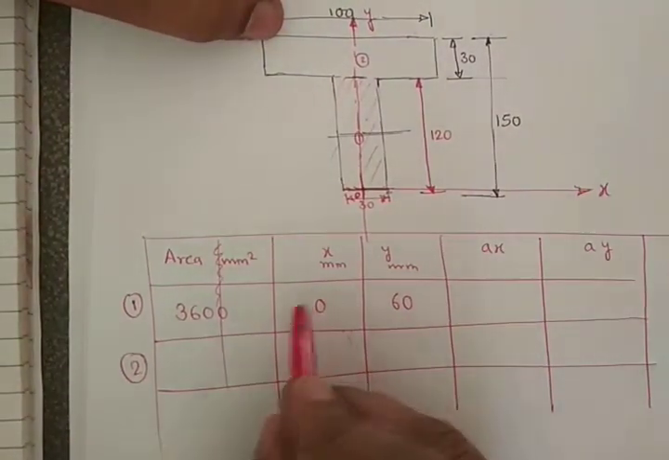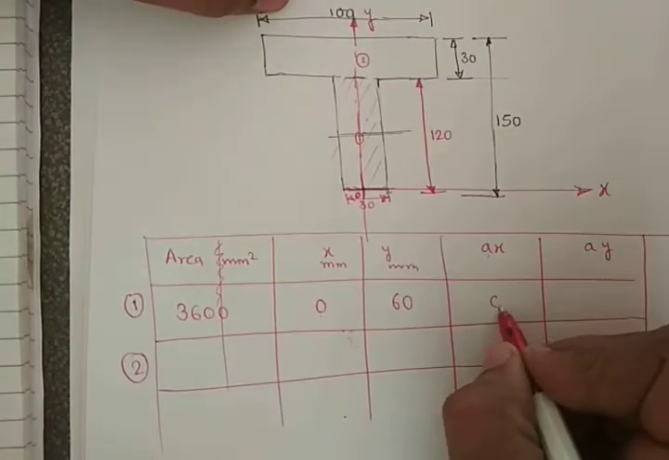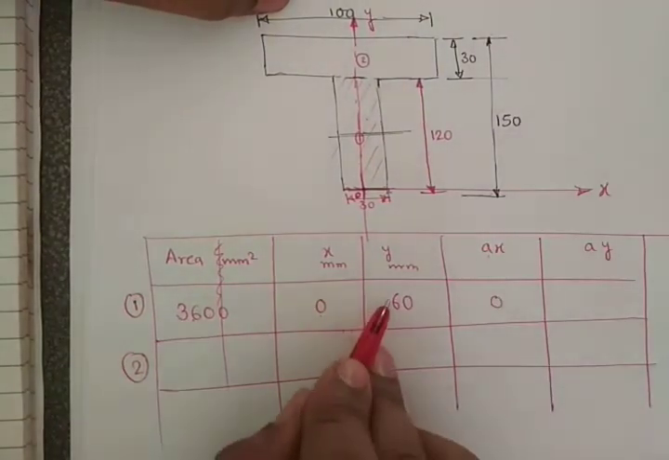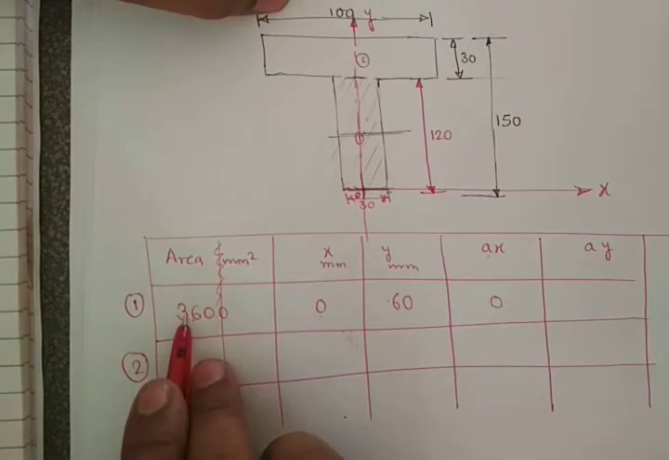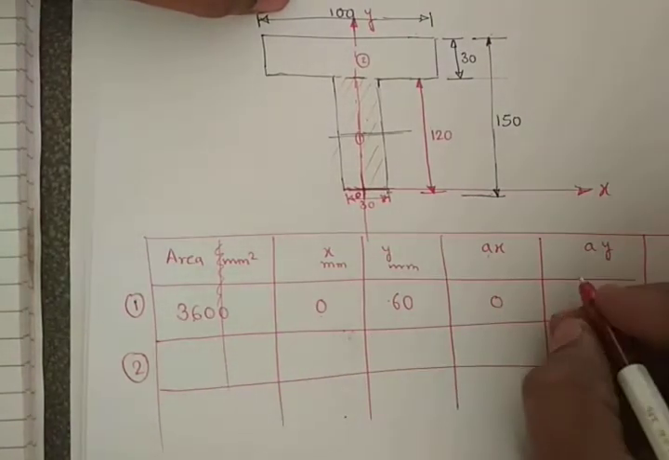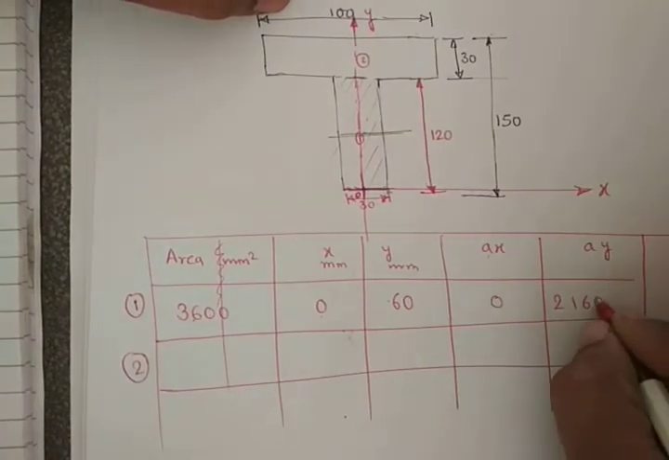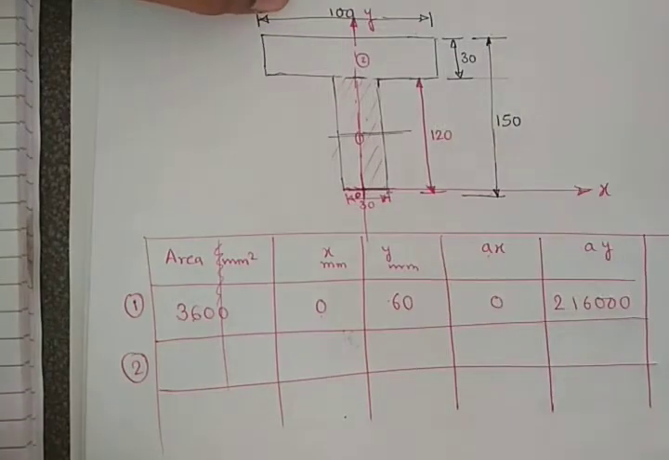Okay, then AX means what? Area into X. This becomes 0. Now area into Y. If I multiply 3600 by 60, I'll get 216,000. Now we'll come to the next figure.